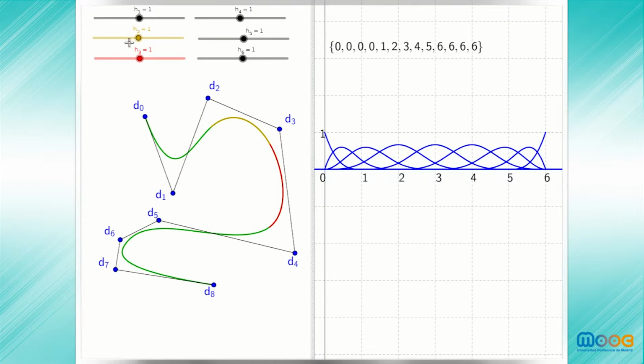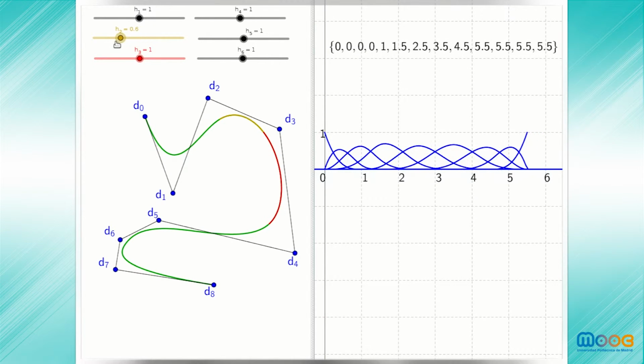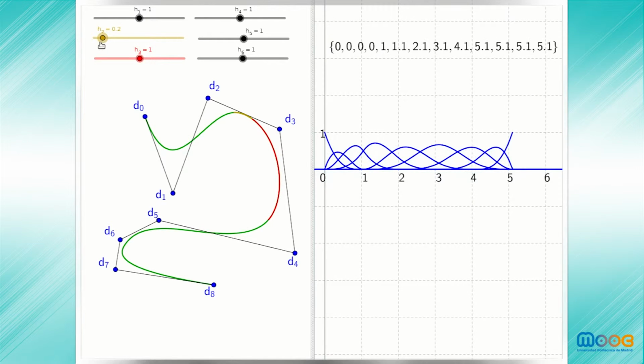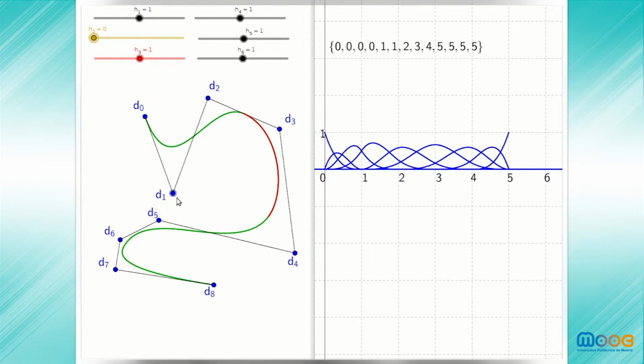If we make H2 go to 0, the corresponding Bezier piece is going to be shorter and shorter until it disappears. In this situation, the B-spline curve is tangent to the segment D2, D3, and the knot vector has a knot with multiplicity 2, that is the knot 1.